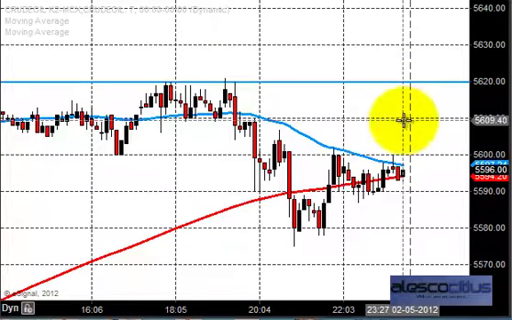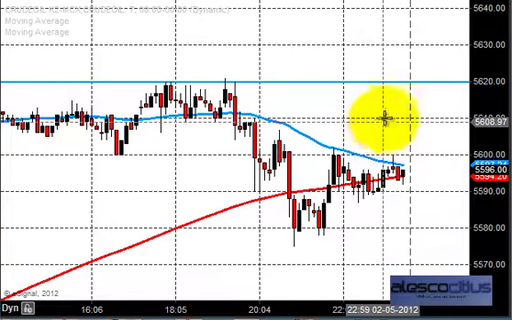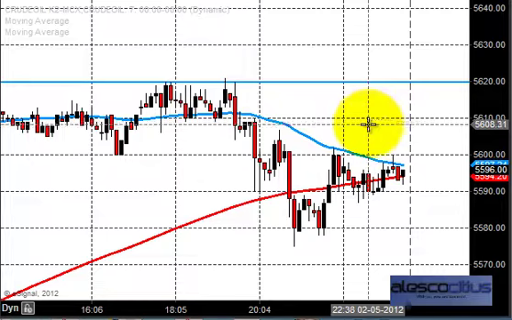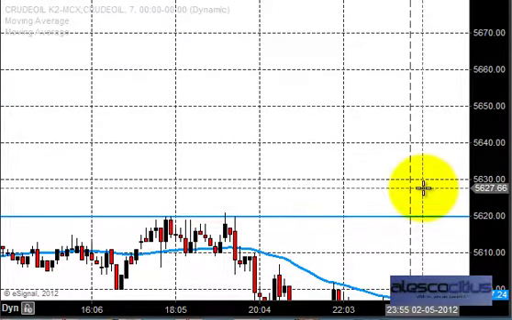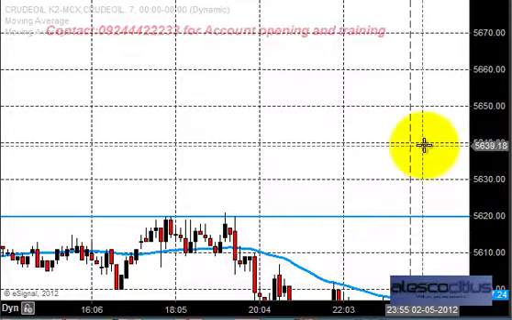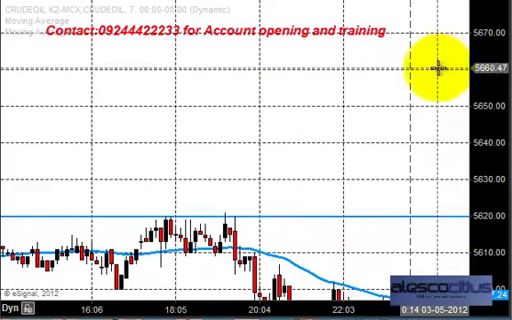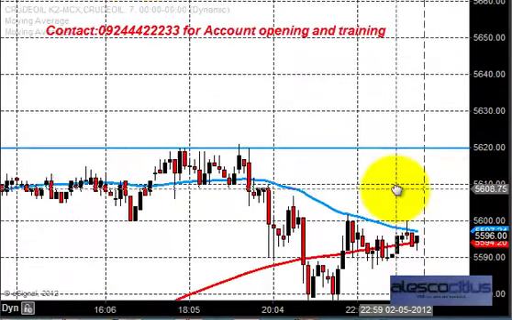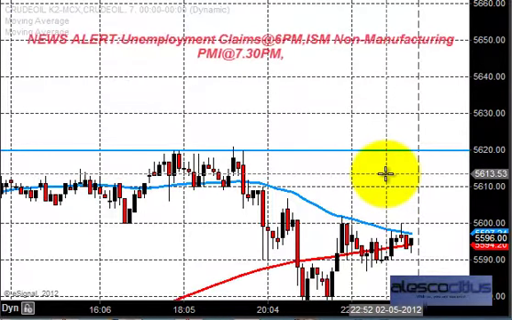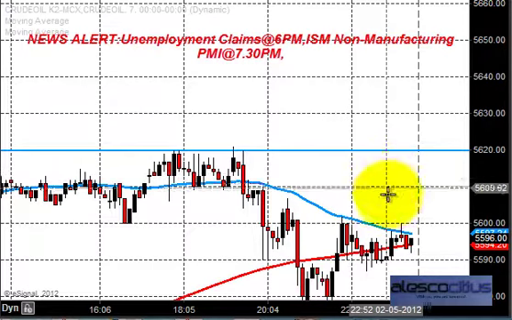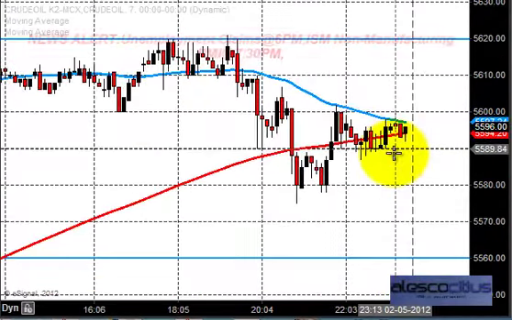Now, about the target zones, you can very well notice that any closing above 5620 can push the market to 5660. This is the target which we are expecting, as we are expecting the dollar to move above 106 and stay above 106. So this is what we are expecting crude to do today.